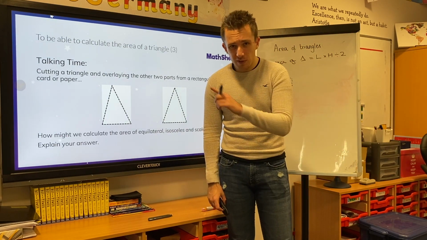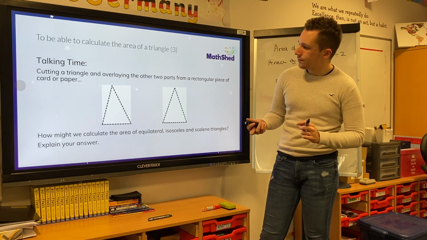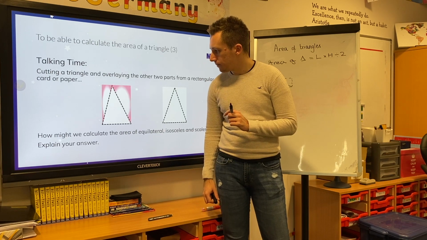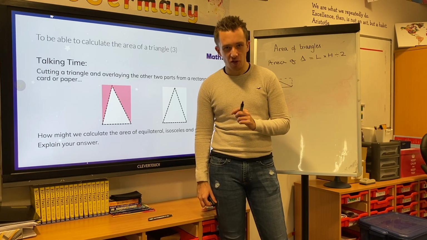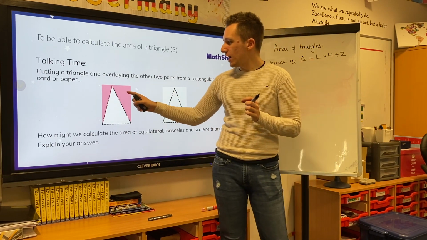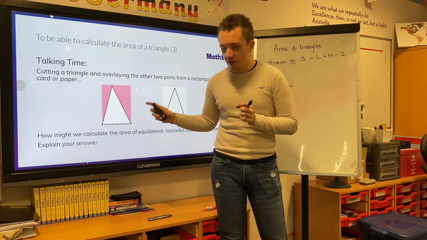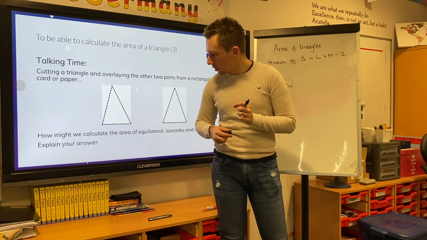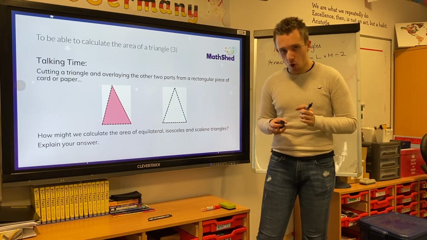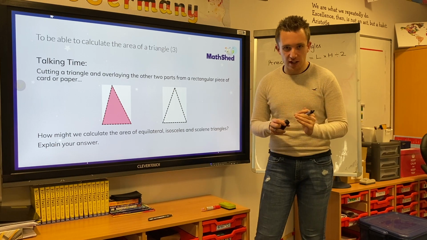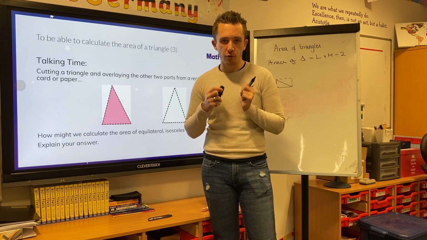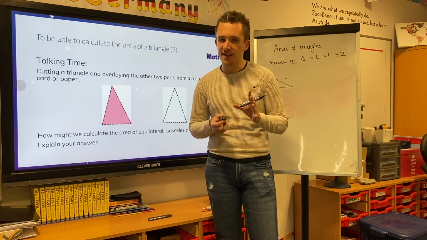Well, have a look at this. The area inside the triangle is the same as the area outside the triangle. It's just been slotted differently. The area in pink will fit into the triangle in the middle. Therefore, even though it doesn't look like it, the triangle is half of the rectangle. It's just not as easy to see.